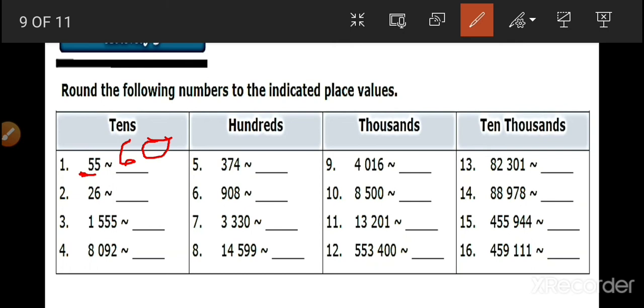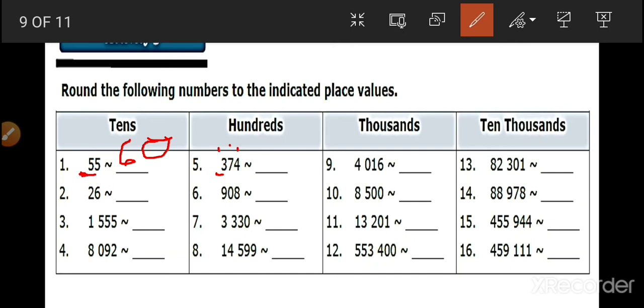Okay, how about here, number 5. 374 rounded to the nearest hundreds. Okay, so we say our place value, we have ones, tens, hundreds. So 3 is in the hundreds place. What is the number next to it? It's 7. And 7, is it rounding down or rounding up?